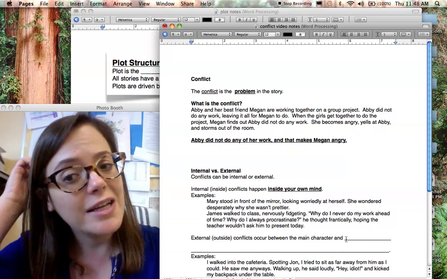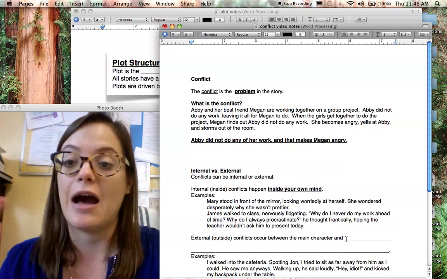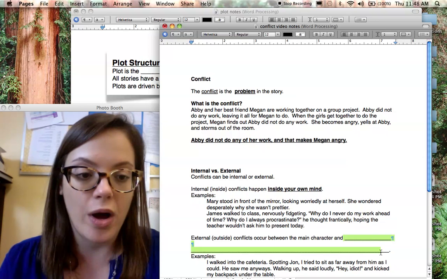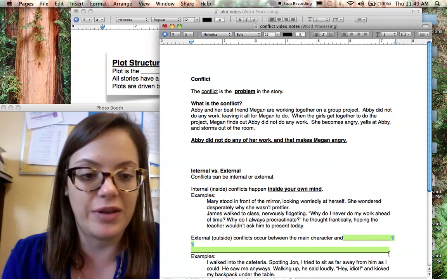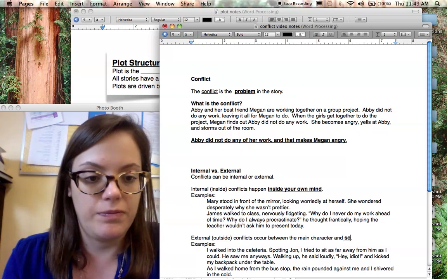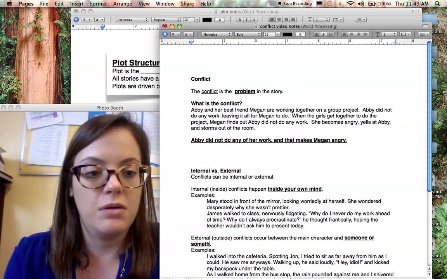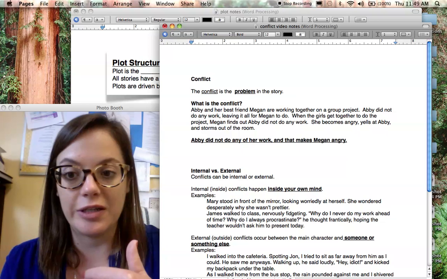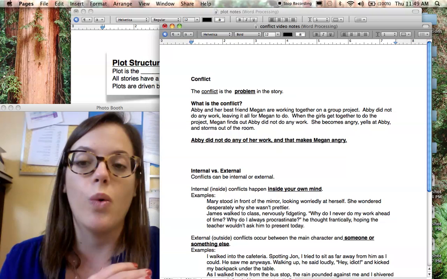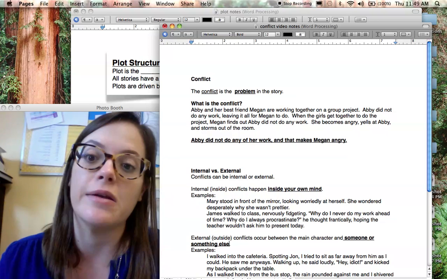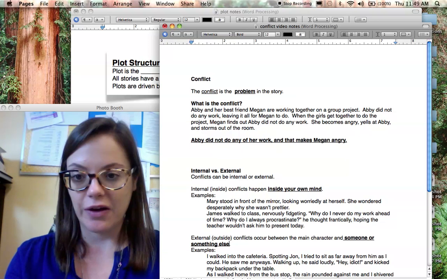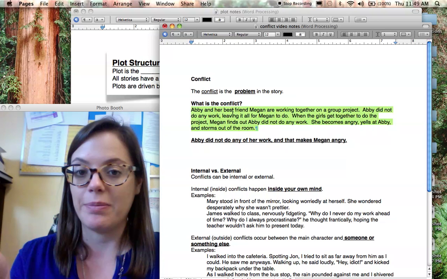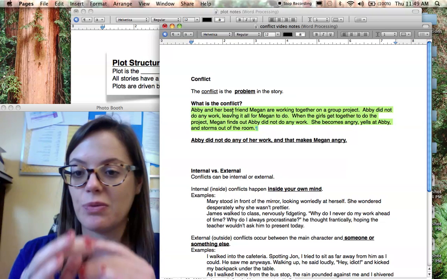All right, now, external is the opposite. External means outside, and these are conflicts that occur between our main character and someone or something else. So let's fill that in. Maybe we have a conflict between you and a friend, or between you and a lion. But it's outside of yourself. It's not just happening inside of your own mind. So when Abby and Megan got into a fight up here, that was an external conflict. It was between two people.